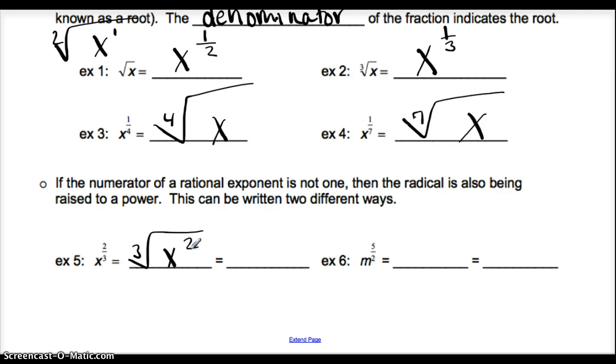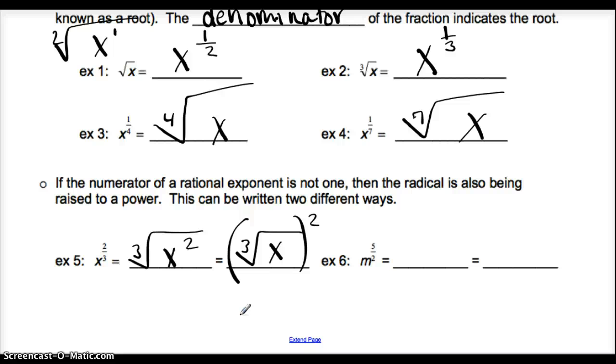Now, how can I write that? We have to go back to lesson 2. Lesson 2 was properties of exponents. So there's one more way I can write this, and I'm going to write it and see if you can figure out why that's equivalent. I can write the third root of x raised to the second power. I'm raising everything by 2, right?